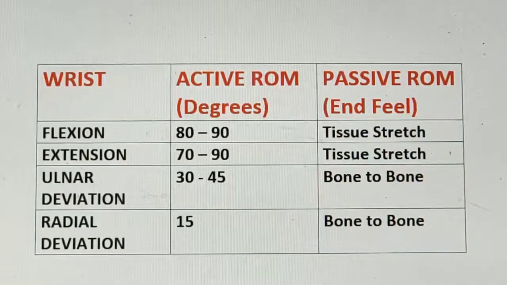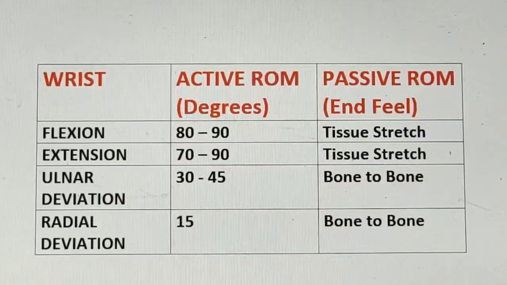Okay, so radial deviation, towards the radial side of the movement. The active range of motion value in degrees is 15 degrees. Now, for passive range of motion and end feel, again, it's bone to bone.